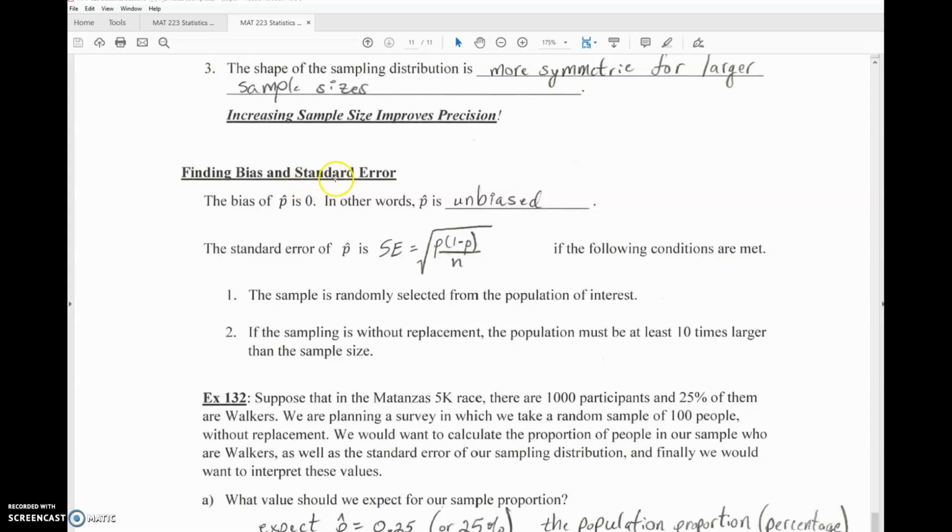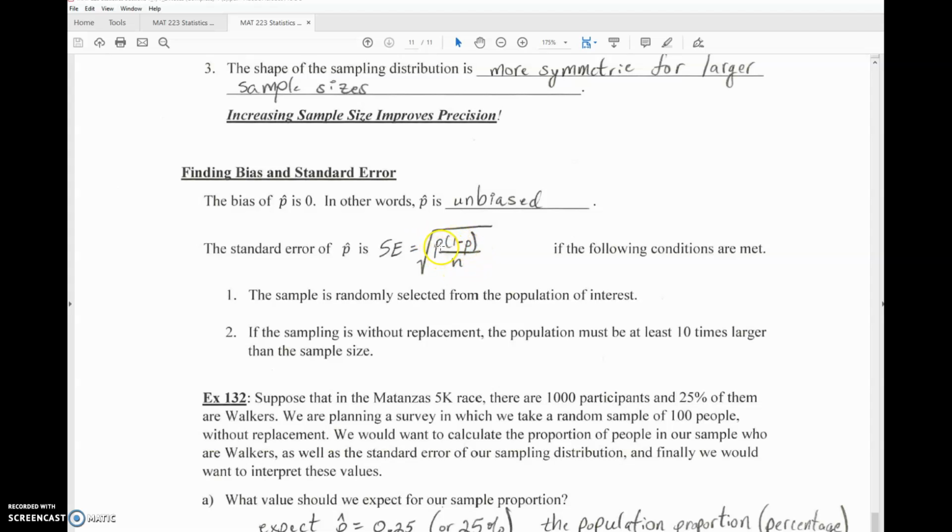Now, finding bias and the standard error. The bias of p hat is 0. In other words, p hat is unbiased. There's a bunch of mathematics behind that. I'm not going to go over that, but just remember that means that it's estimating the true population proportion as we want it to. Now the standard error of p hat, remember, which is the standard deviation of the sampling distribution, is computed this way. And I'm not going to give you the mathematics as to why this gives you the standard deviation, but you need to know this formula and you'll use it over and over and over again.